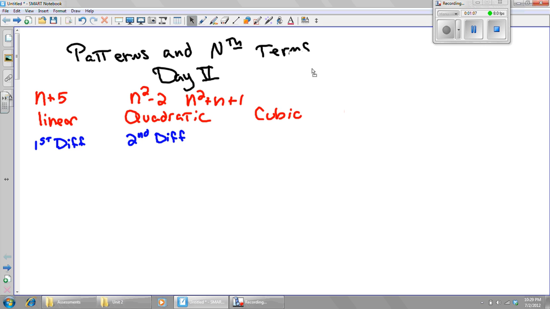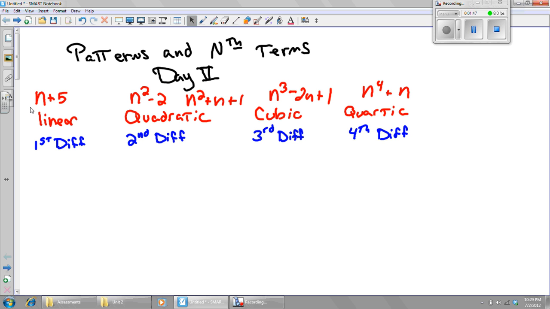We've also learned about cubic patterns. And cubic patterns could be something like this. N cubed minus 2n plus 1, where the n cubed, the 3, is the highest power. All right, and those show up when the third difference is the same. And then there's quartic, which is when your exponent is to the fourth power, n to the fourth plus n. That could be quartic, okay? And that's when the fourth difference is the same.